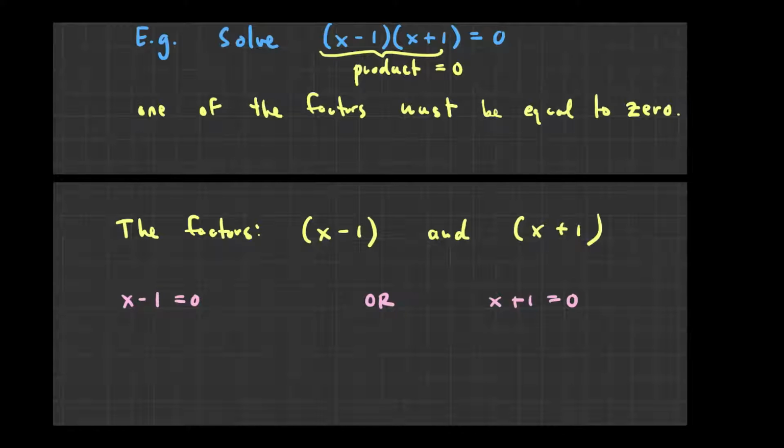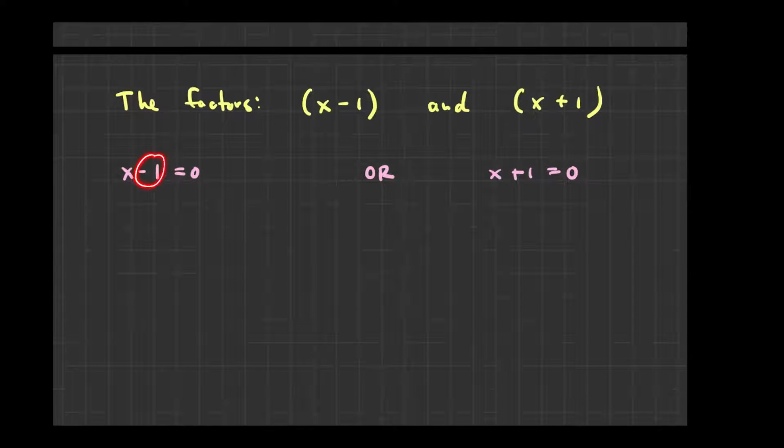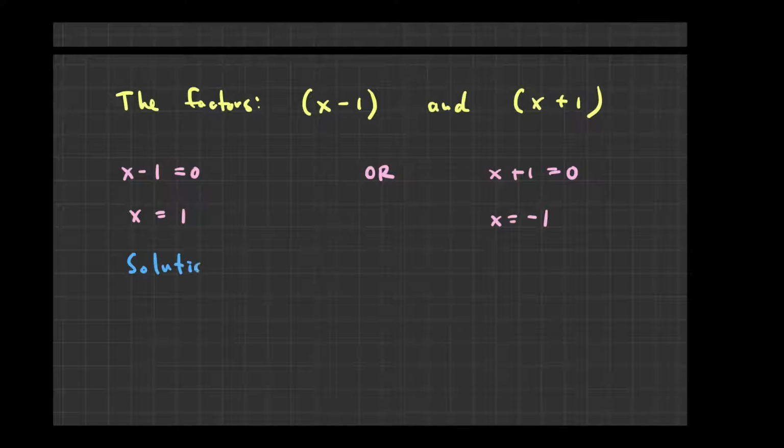Linear equations are very easy to solve, right? We've been solving these since grade 7. Really all that's involved here is take the 1, put it on the other side, and we get x is equal to positive 1. And then the other one is x is equal to negative 1. And that's what our solution is. The way we would actually write our solution is x is equal to 1 or x is equal to negative 1.